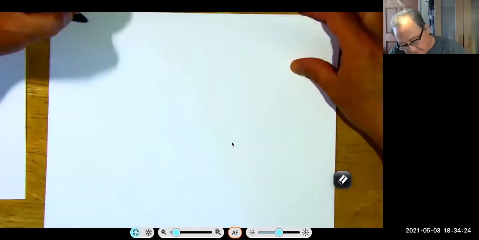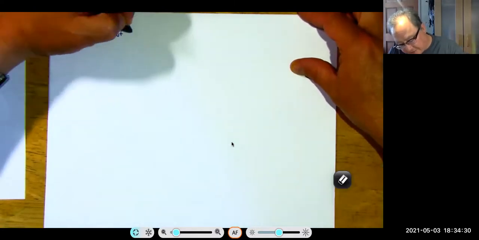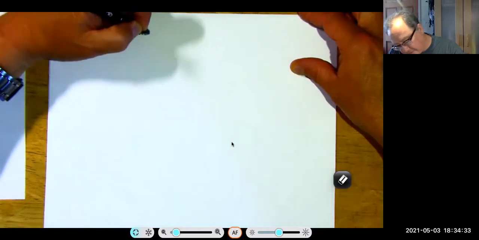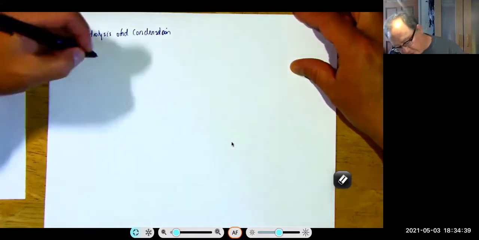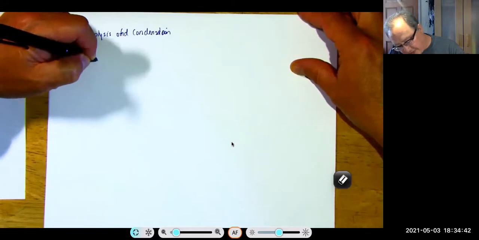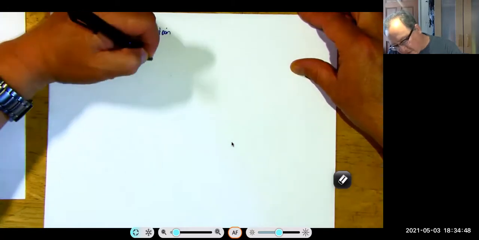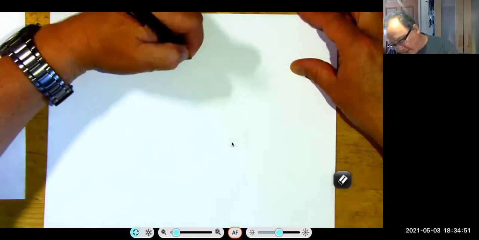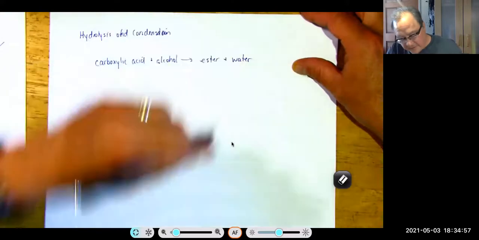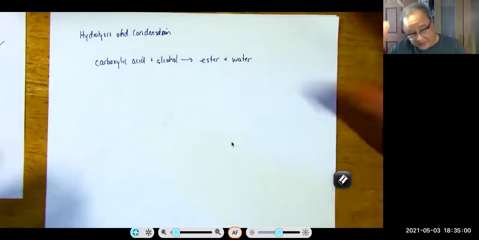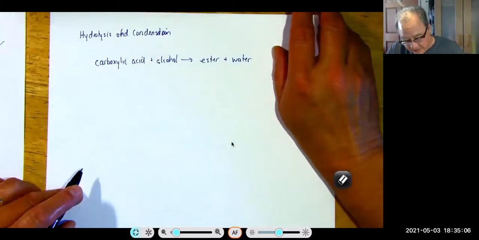You should also know hydrolysis and condensation. Condensation. So condensation is when you take a carboxylic acid and an alcohol, and you make an ester and water. Now, condensation really means to put together, but I kind of remember this reaction because it makes water, and I think of condensation being like water.